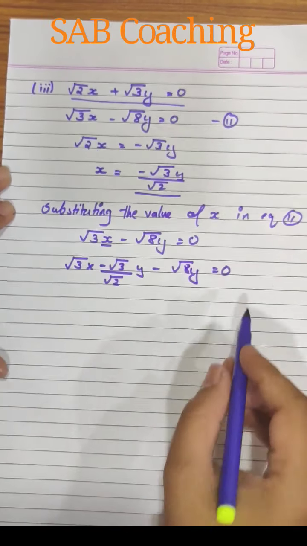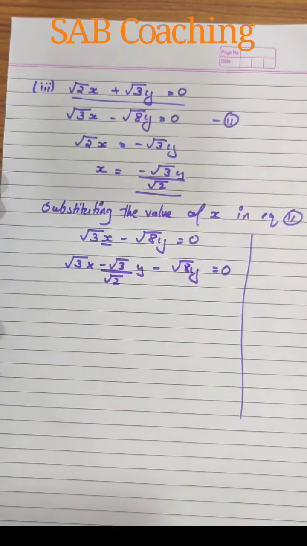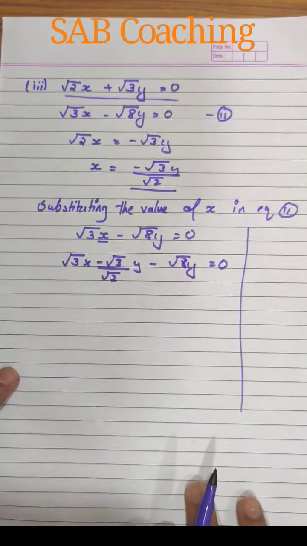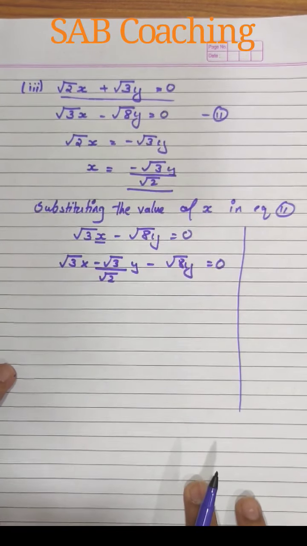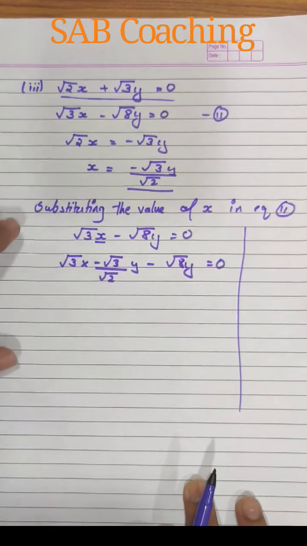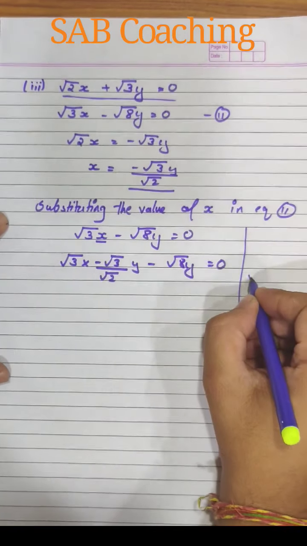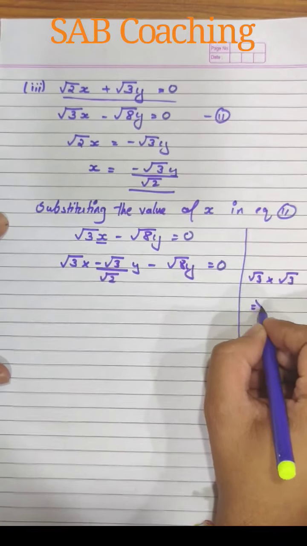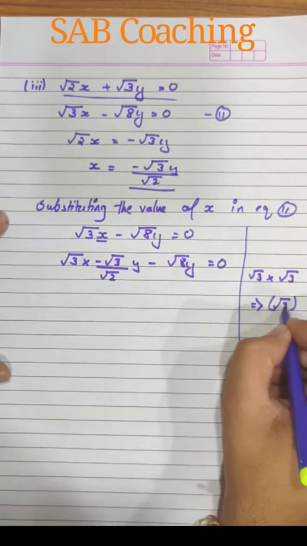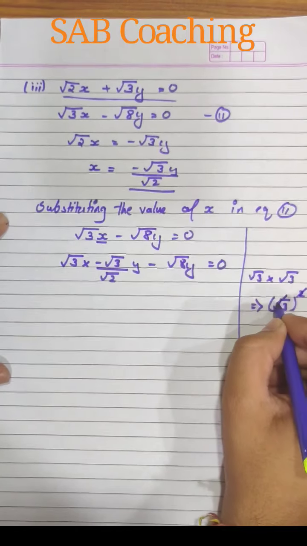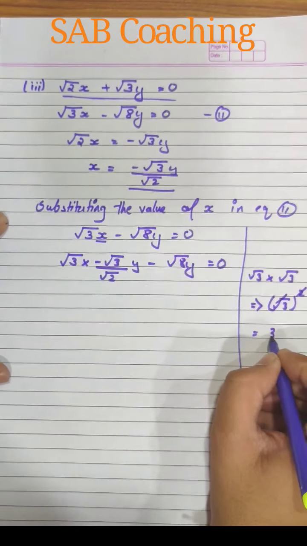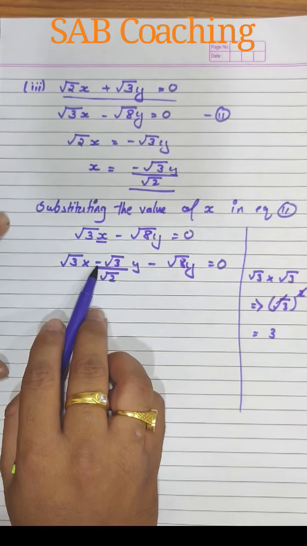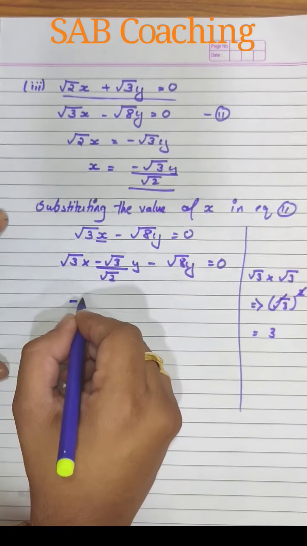Is that clear? So you know root 3 multiplied by root 3, what will the answer be? Root 3, whenever it is multiplied by root 3, is going to give you 3. Why? Root 3 when it is multiplied by root 3, you can write this as root 3 whole square, and the square and the root will get cancelled, and the answer you are going to get is 3. Is that clear? But we have a minus sign over here, so the answer will be minus 3.